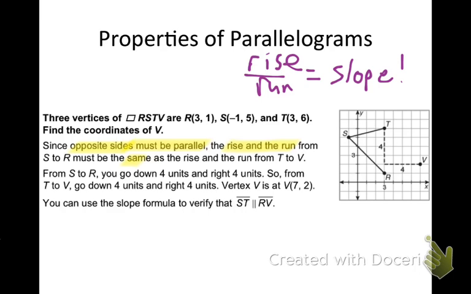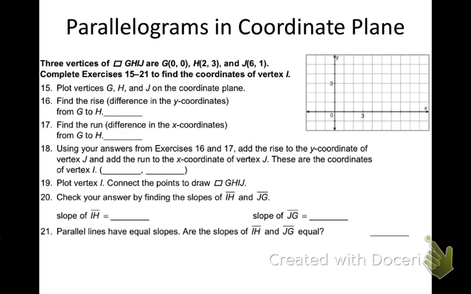So what happens here is I can do this 2 different ways. I can say the rise and the run from S to R is 4, 4, so R to V is 4, 4. Or I could go from my other point. S to T is 1, 4, so R to V is 1, 4 as well. Either way, I get my 4th point, and now I make my parallelogram right there. Okay? So let's try the next one here.